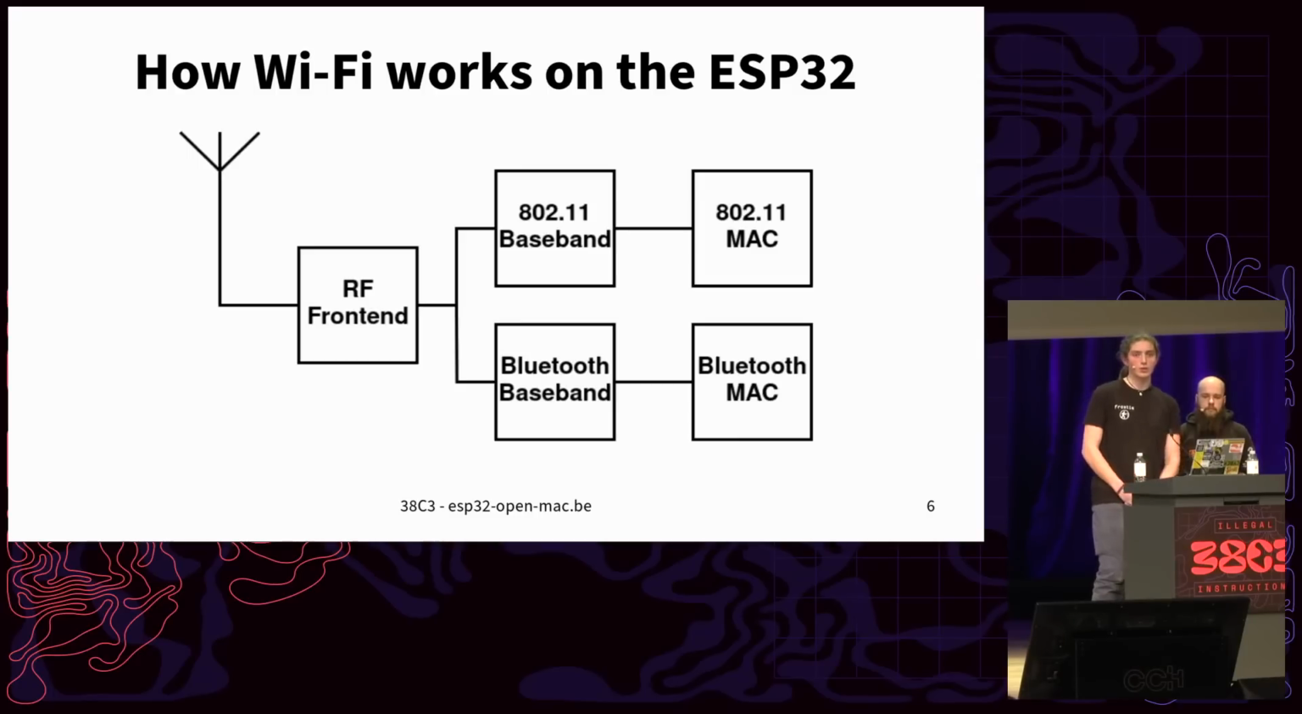And you have the Wi-Fi baseband, which is here labeled 802.11 baseband, and the Bluetooth baseband, which then generate the modulated signal in a digital way. And these again interface with the medium access control for the specific protocol, which handles the lowest layer of that protocol, and also does time-sensitive tasks. So for Wi-Fi, you have acknowledgements which need to be transmitted in 10 microseconds. And that's just not something you can do in software, at least with that microcontroller.